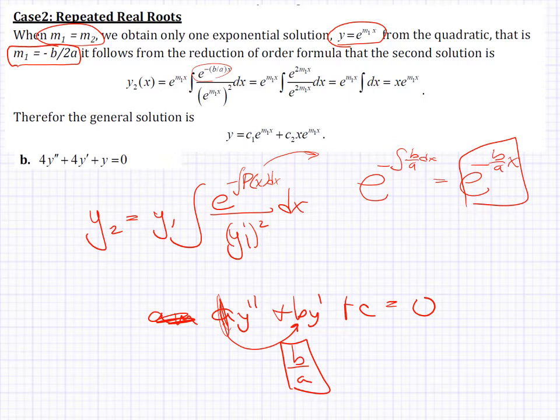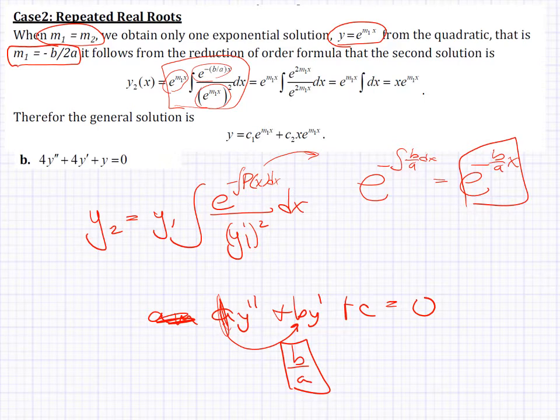And y1 is e to the m1x. So we have e to the m1x, e to the m1x, but that has to be squared. So right here, this is set up to find our second solution. Then, remember, m1 is negative b over 2a.